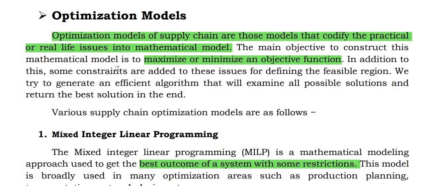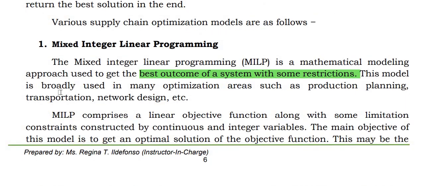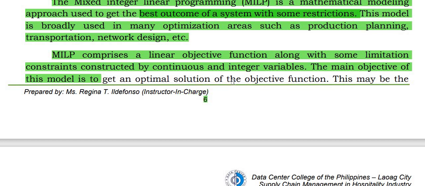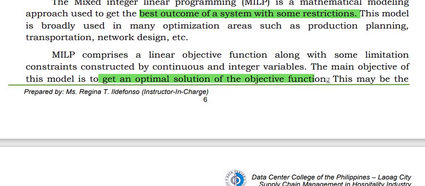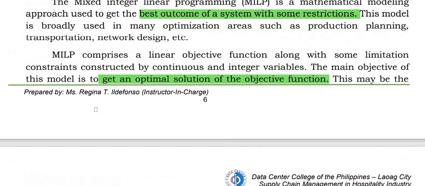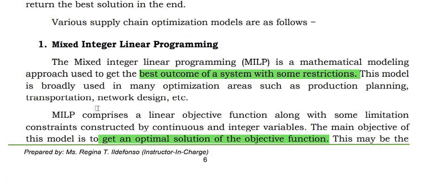Remember, we are still dealing with inventory. This MILP comprises a linear objective function with some limitation constraints constructed by continuous and integer variables. The main objective of this model is to get an optimal solution of the objective function. I will show you an example of this mixed integer linear programming.